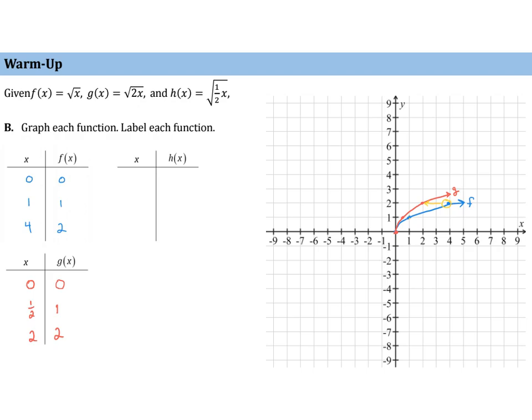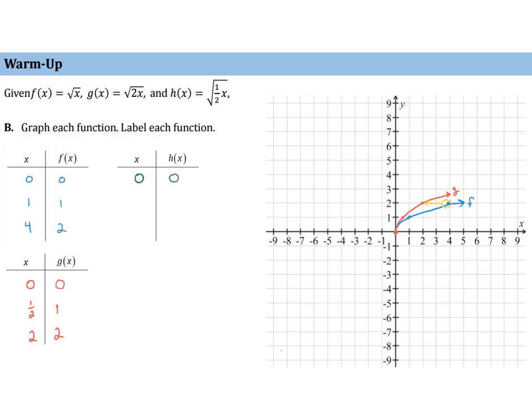Now, let's look at h of x. So, the first thing that we're doing to our input is taking half of it. So what we have to do is start off with double of what we used to, because the first thing that we're going to do is take half. So let's have 0, and then the square root of 1/2 times 0 is still the square root of 0.